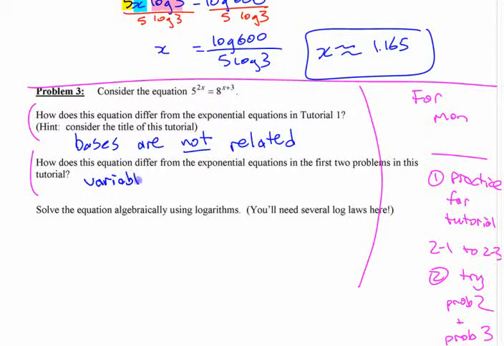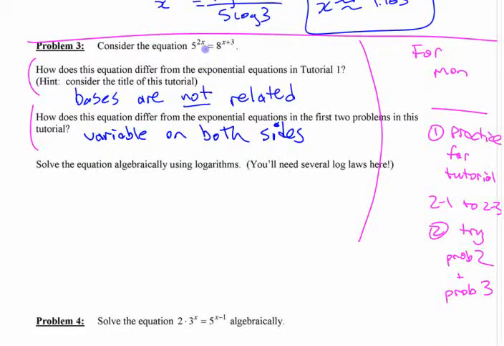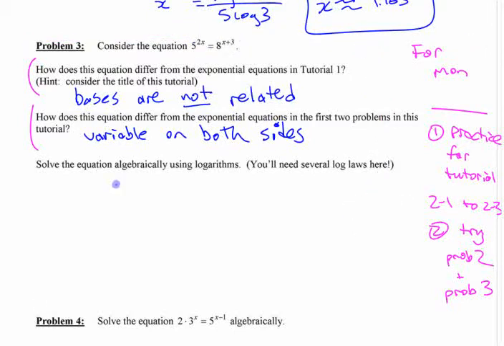Variable on both sides. So that's going to require a little bit of thinking once you start to access the variable. So you could probably start the same way. If the variable is in the exponent, the way you can get at it is by taking the logarithm of both sides. So I'm going to start by writing this.